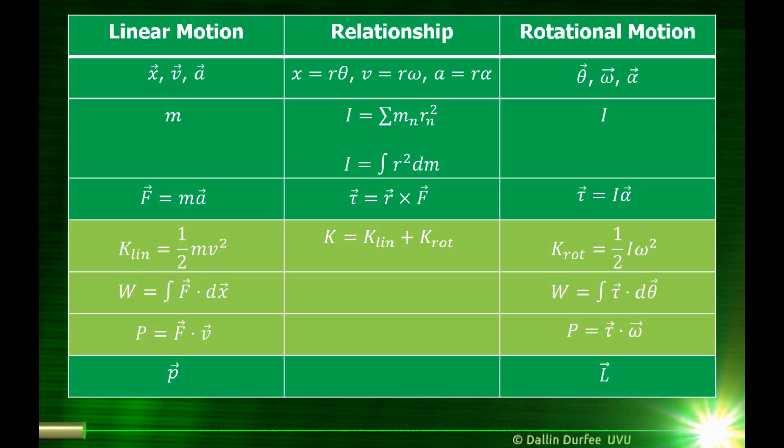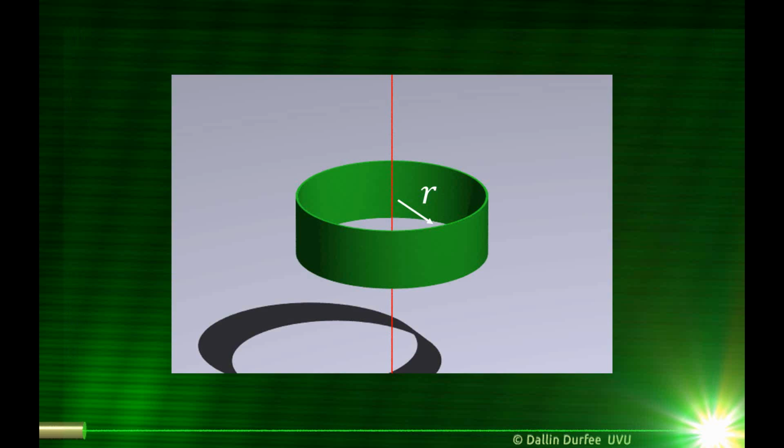and work and power involved when we're moving something in some linear direction, but there's also energy and power and work involved with making something rotate. So let's figure out how much kinetic energy a ring has when it rotates.